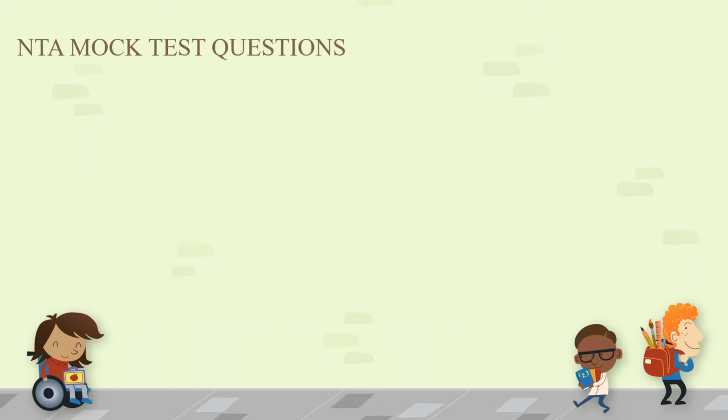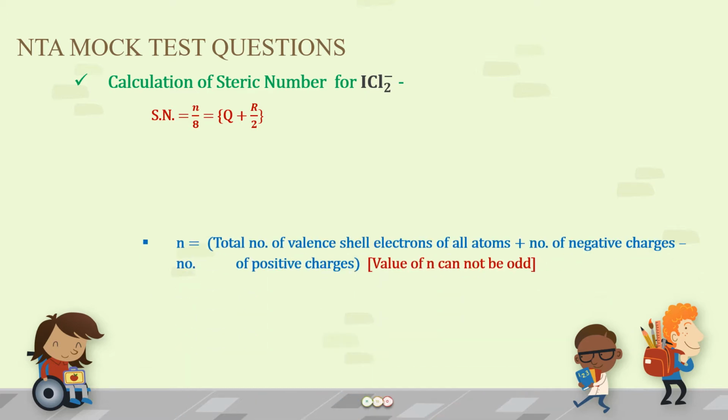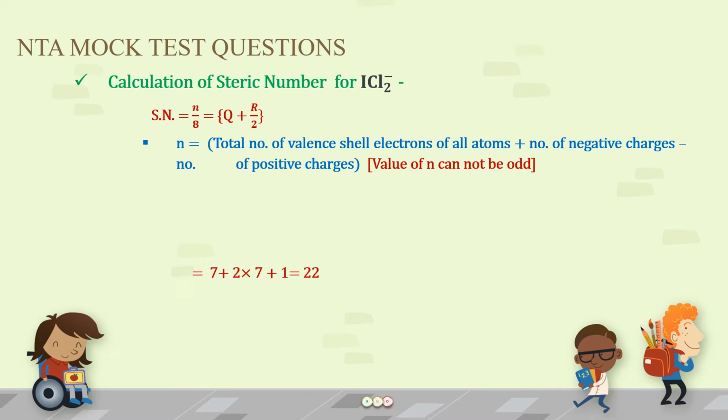So let us do one example from the 4 choices that we have. We will choose ICl2 negative. So first of all, you have the formula: steric number equal to n by 8 equal to Q plus R by 2. The first step is finding out n. So what you will be doing is totaling the number of valence shell electrons for all the atoms. Iodine is 7, chlorine 2 atoms, 2 into 7, and plus 1 for the negative charge. So n is going to be equal to 22.